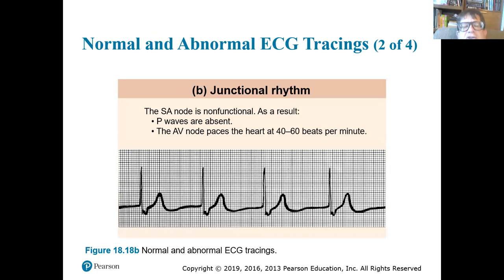The SA node is gone. It's dead. And that means you don't have a P wave, and that means you're not getting electrical signal going through the atria. The AV node is still trying to make the heart beat, but it beats a heck of a lot slower than it should.